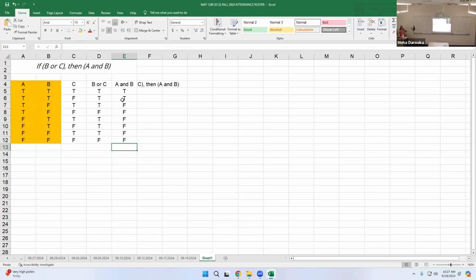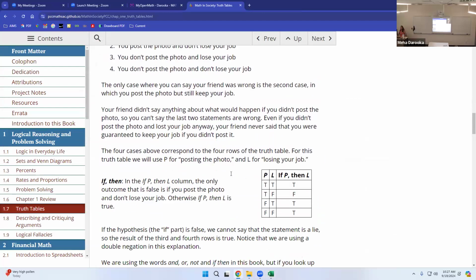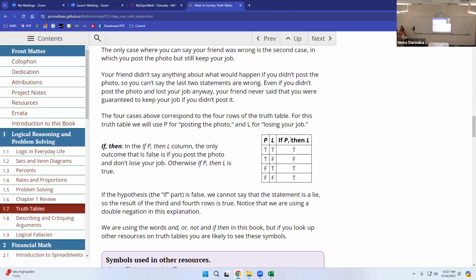Now we need to put the final statement together, and this is where the if-then statement comes into play. So this would be the table we would be looking at. So again, as long as the first one is true and the second one is false, that's the only time an if-then statement becomes false. In all other cases, you can see it's going to be true. So that's what we are looking for. The first one is true, but the second one is false. And that's why the order is important when you're working with the if-then statement.